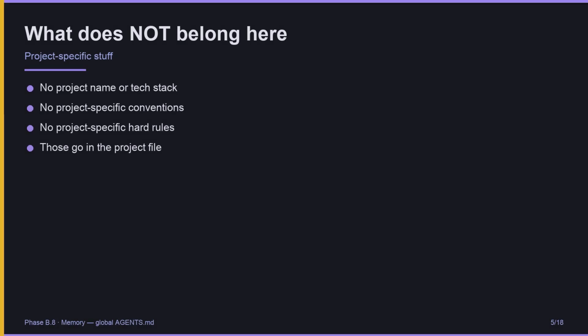What does not belong in the global file? Anything project specific. No project name or tech stack. No project specific conventions. No project specific hard rules. Those go in the project agents.md. The global file is for you, the person. The project file is for the project, the work.